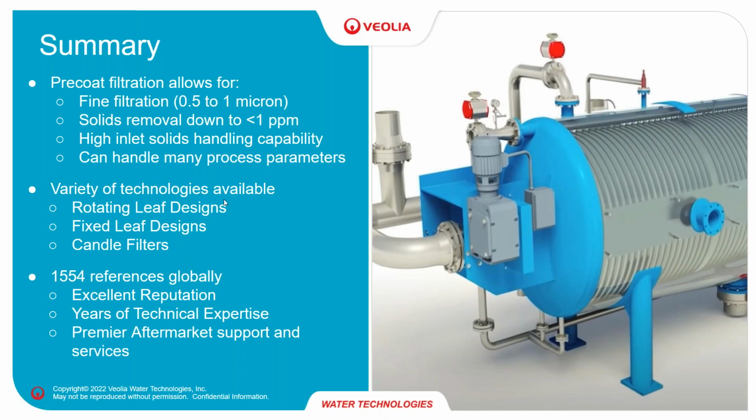We saw that we have 3 types of Precoat filters. We saw the Auto-Jet, or the rotating leaf filter, the Filtra-Matic, or the fixed leaf filter, and we also have the candle filters. We have over 1,500 installed filters all around the world, and many of them have been in operation for over 30 years. We can provide on-site and off-site technical and process support, as well as aftermarket support for spares and field services.